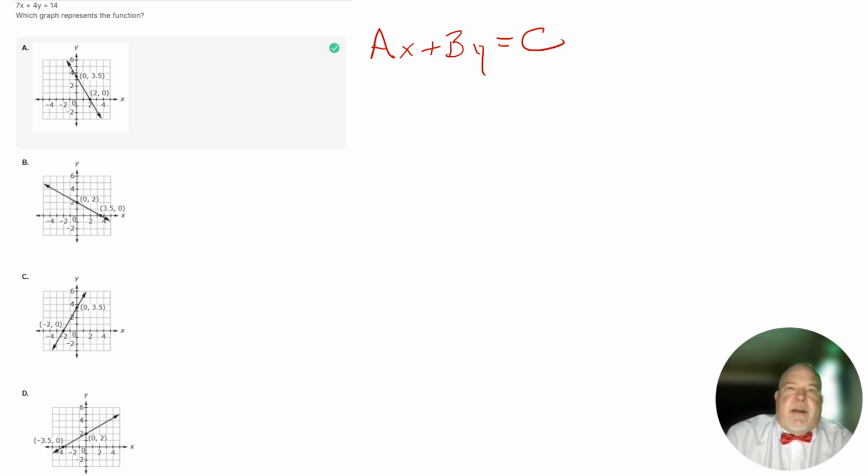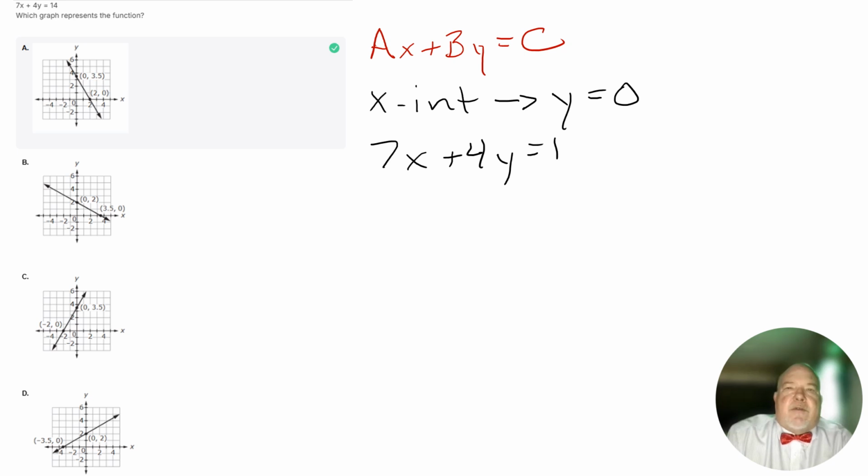The x-intercept occurs where y is equal to 0. So I'm going to take this equation, 7x plus 4y equals 14, and I'm going to set y equal to 0. So in other words, let's cover this up. So if it's 0, it just goes away. And what I have is 7x equals 14. I want to solve this.